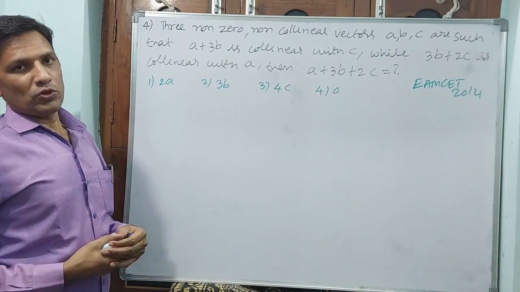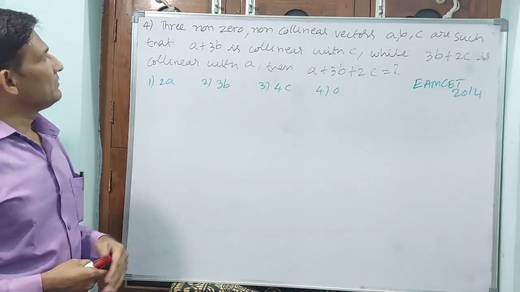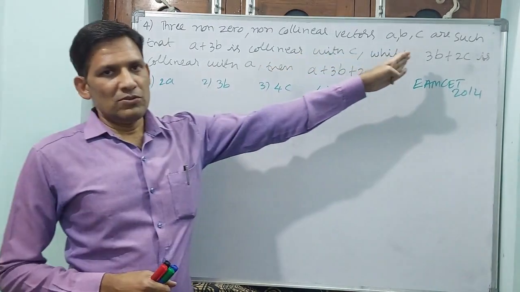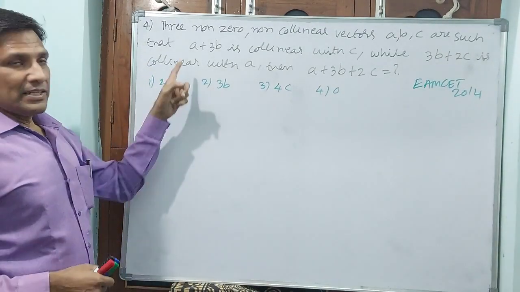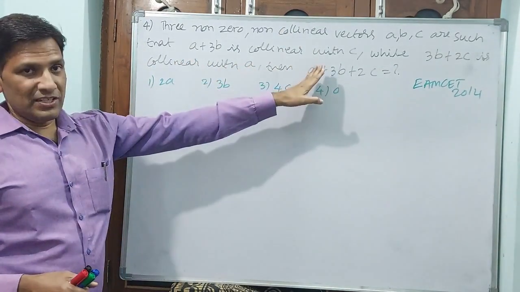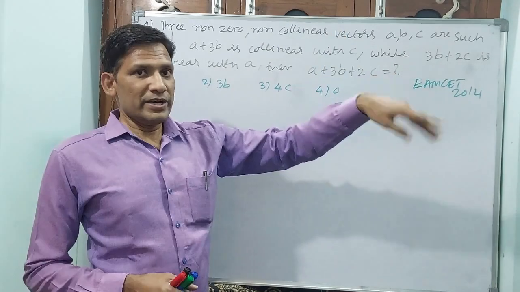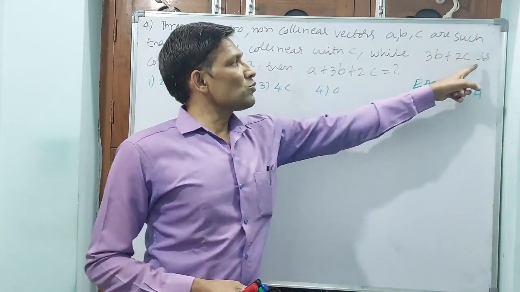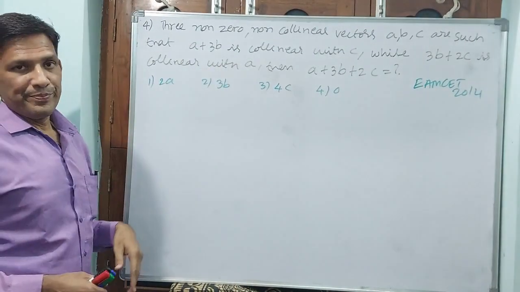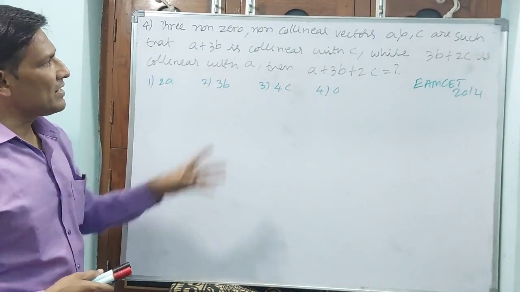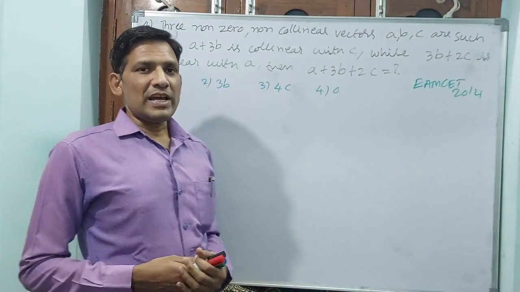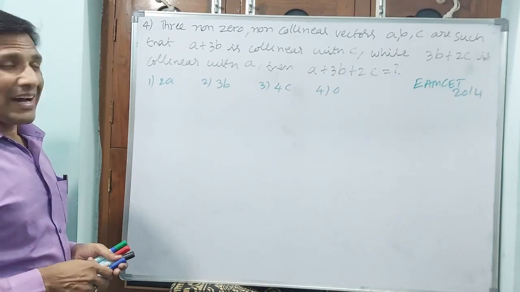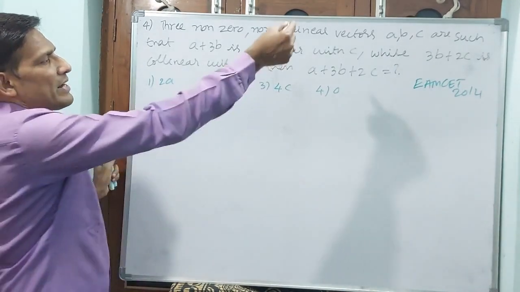Fourth question, this is a little bit typical question. Three non-zero non-collinear vectors A, B, C are such that A plus 3B is collinear with C. Individually A, B, C are not collinear, but A plus 3B is collinear with C, and 3B plus 2C is collinear with A. Then what about A plus 3B plus 2C, they are asking. This is an analytical question, see what I am writing.